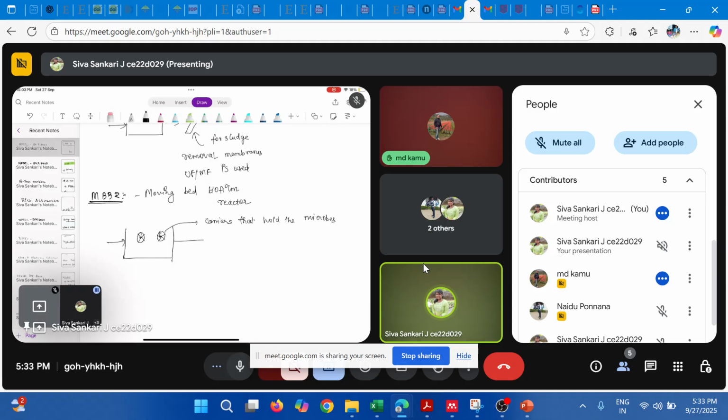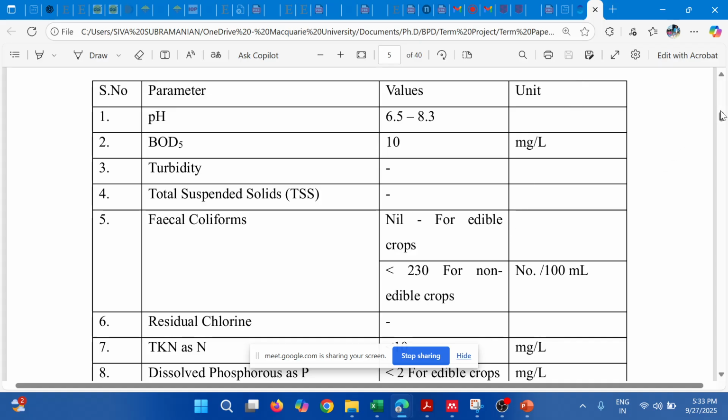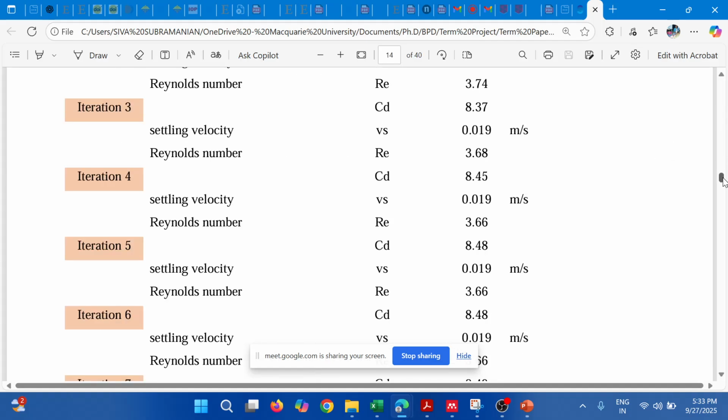No, how can you tell? Because in MBR, you are using membrane. Here, you are not using any membrane for separation, right? If you are using membrane for separation, then you can tell. See, it's all the logic, in the project which I showed, how I have designed this.